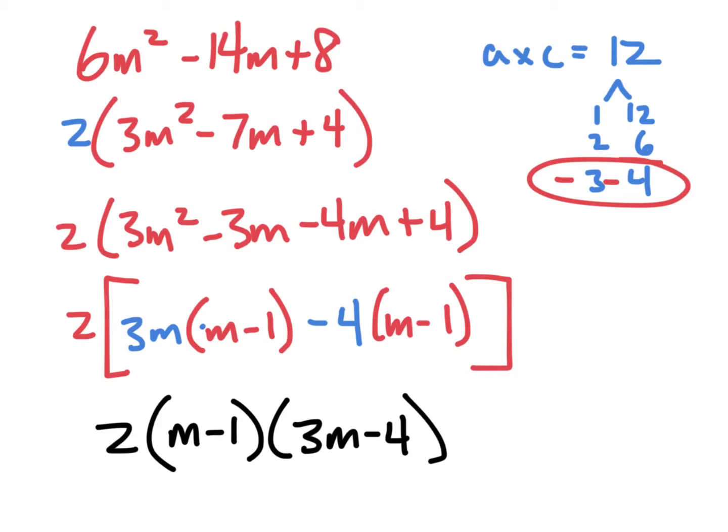This problem should have come off as a challenge to you because you had to keep the 2 on the outside the entire time. Also, this is the first time that we factored out a negative because we know that we needed this to be m minus 1. So even though I could have factored out a positive 4, that would have left me with negative m plus 1, and I want these things to be the same. So my final answer was 2 times this m minus 1 that was in both, and then times 3m minus 4.